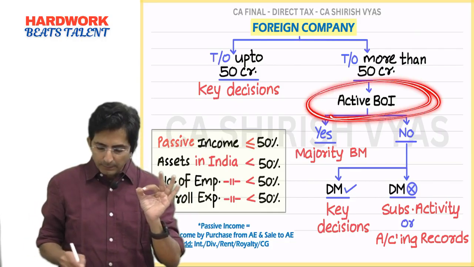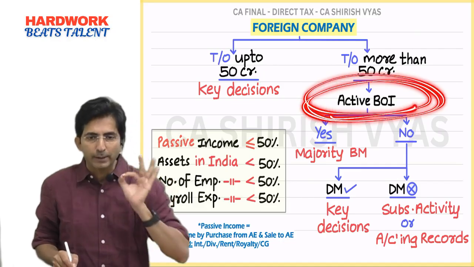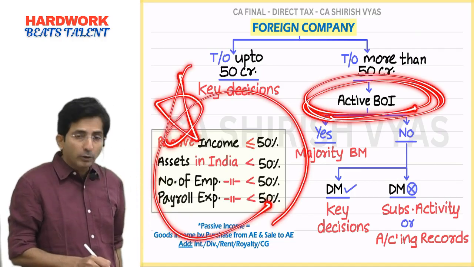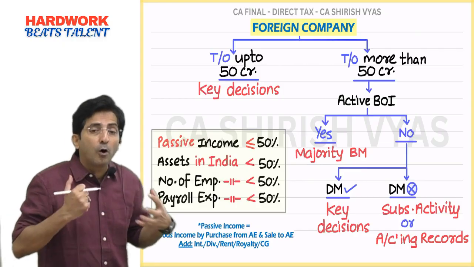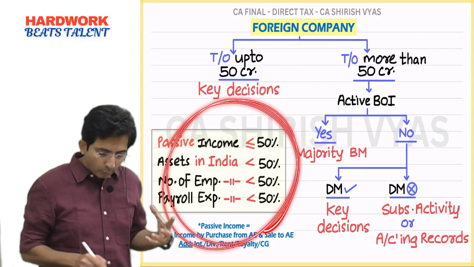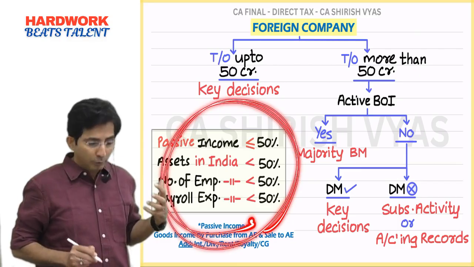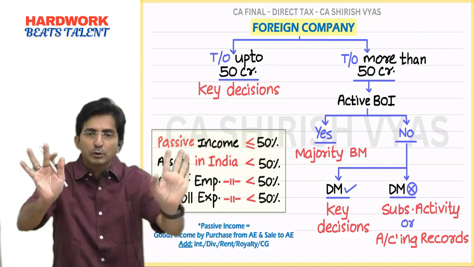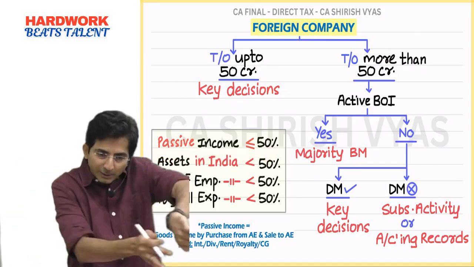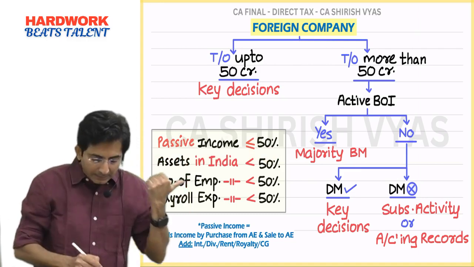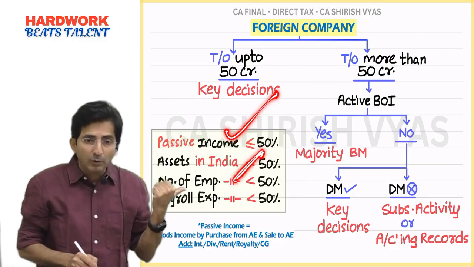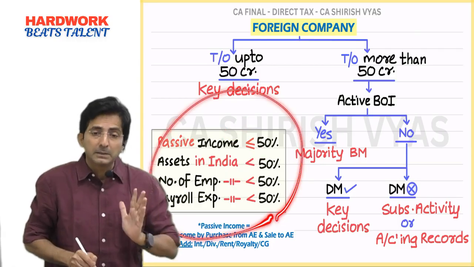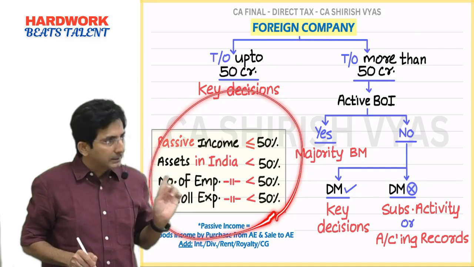They will ask whether the active business conditions are satisfied or not. Means they will test you on these 4 conditions. If I am a paper setter, I will be fond of asking you questions on these 4 points, because this becomes an interesting question. Like in the first condition, I will give you different types of income. You will have to sort what is passive and what is active income and check the condition. Then assets also I can give in India, outside India. So this testing the paper setter loves. So mainly this is important.